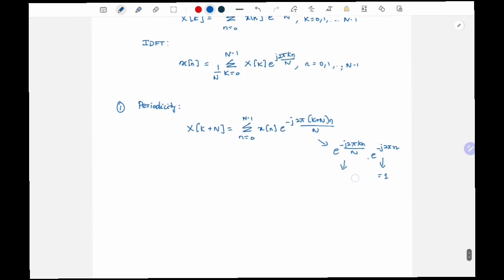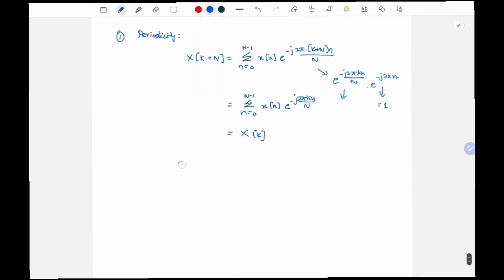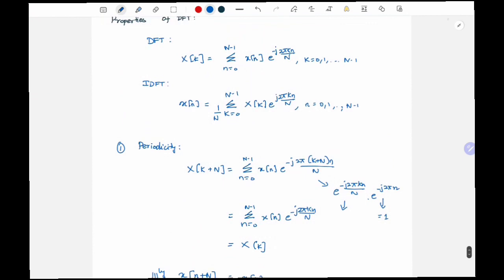So this will be summation n equal to 0 to N minus 1, x[n] e power minus j 2 pi k n by N. This is nothing but my X[k] itself. So my X[k] is periodic. Similarly, my x[n+N] is also equal to x[n]. You can try to do this.